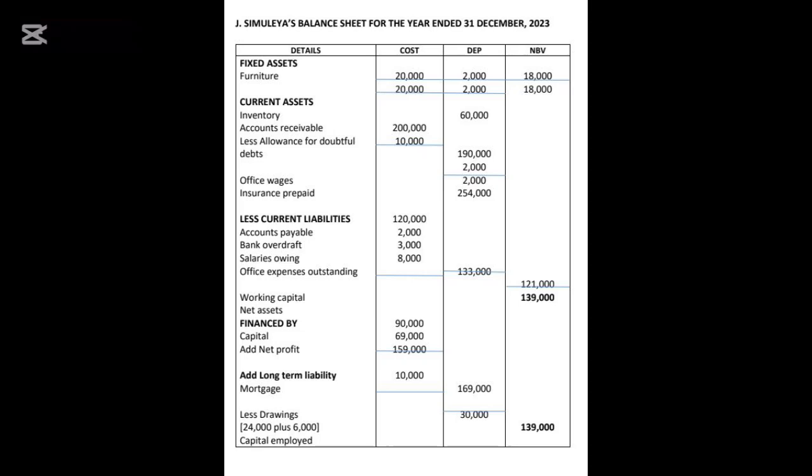Add long-term liabilities. We have mortgage. A mortgage is a long-term loan which is taken for building purposes. So take note of this one. 10,000, you add it to the capital which you have, which would give you 169,000. So this loan helped your business to function. That is why we are adding it under the financed by.